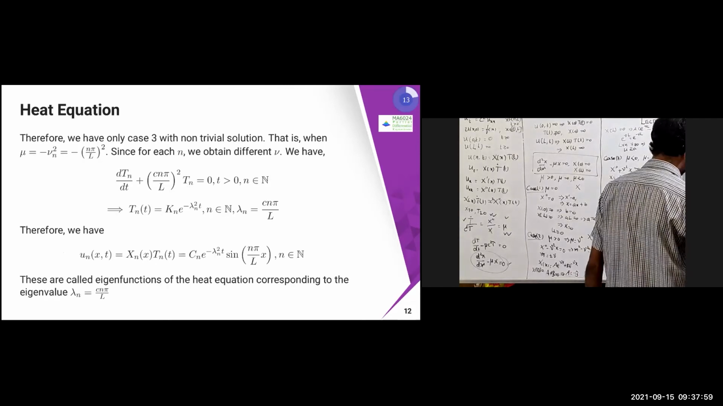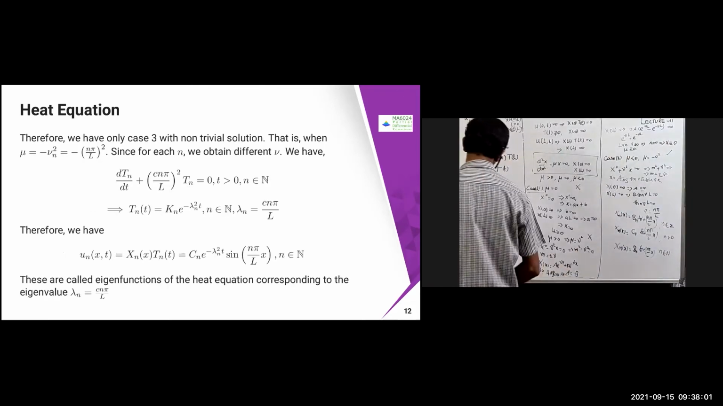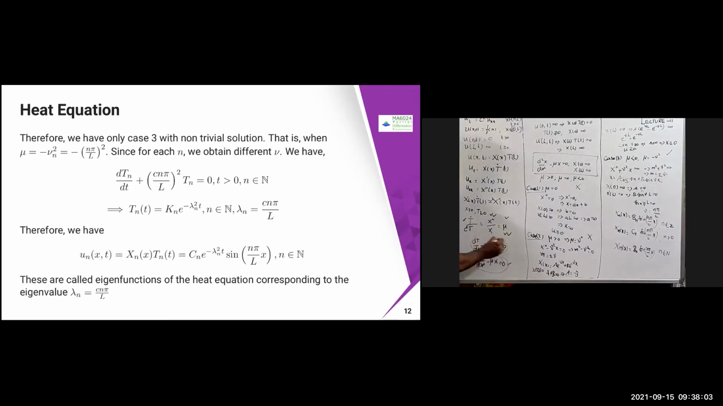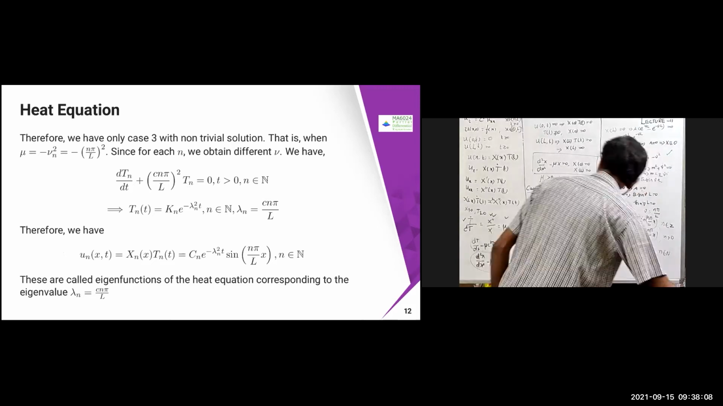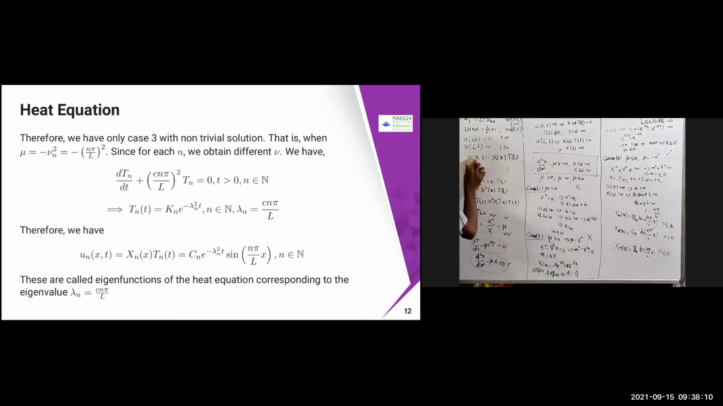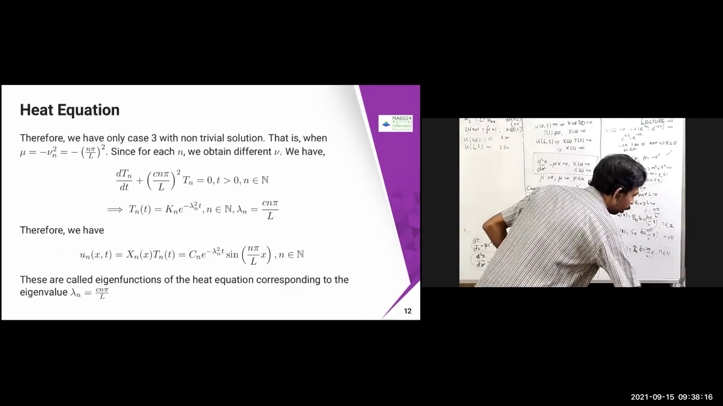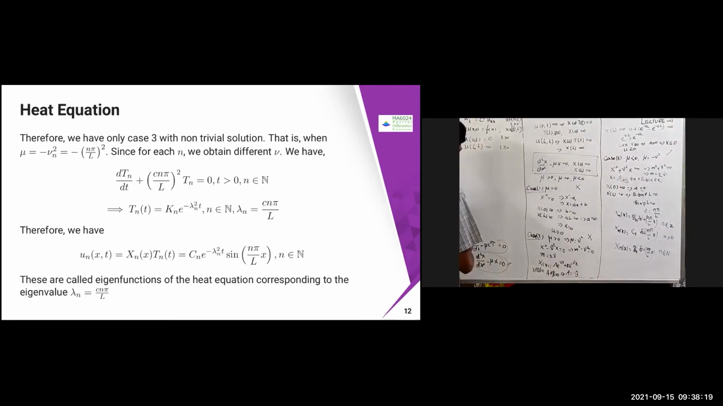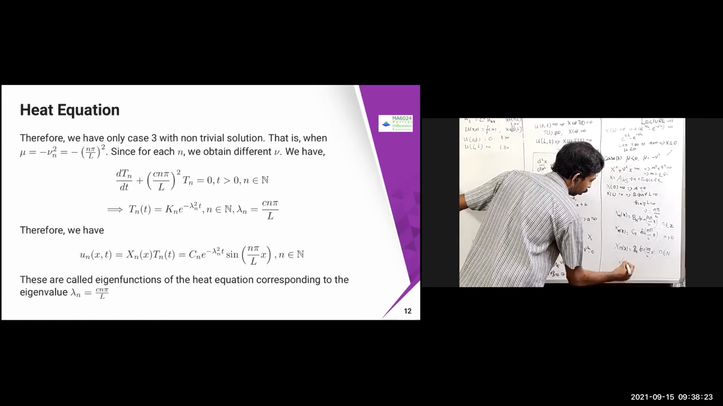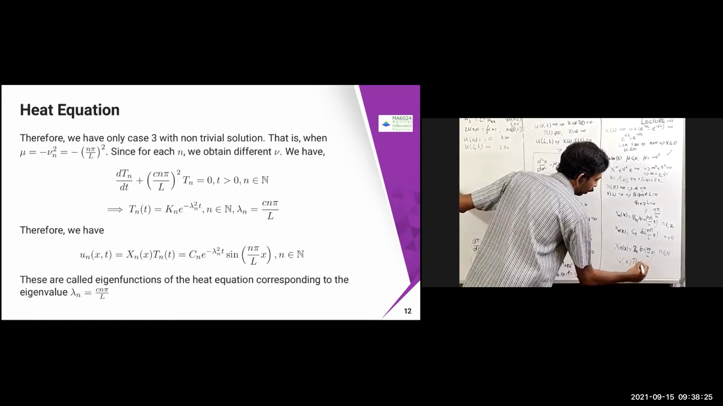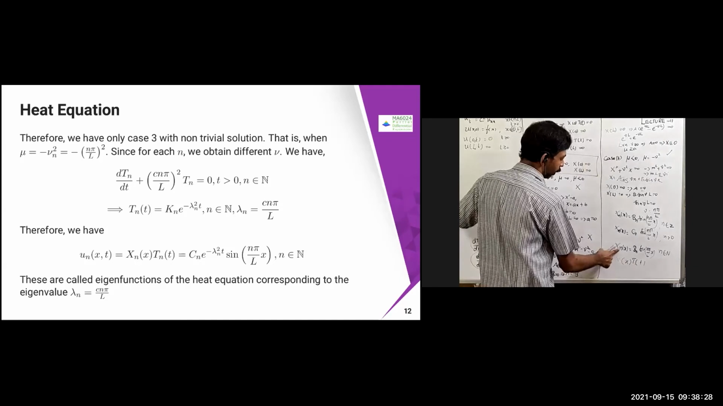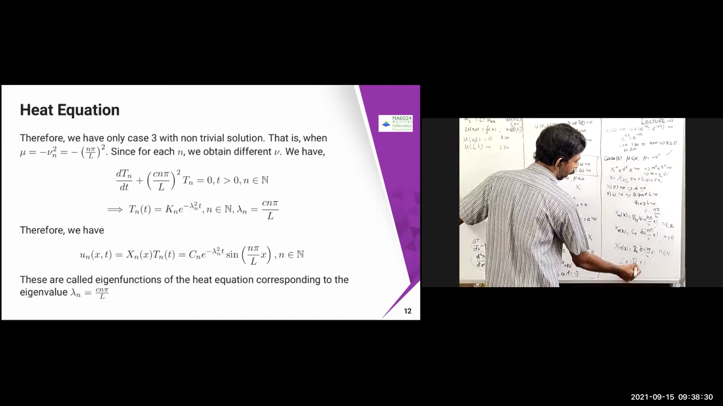Now we are going to solve this problem. Let me erase this part. So for each xn, our problem is x of x into T of t. Since xn is going to be there, correspondingly I'm going to get Tn of t also here.